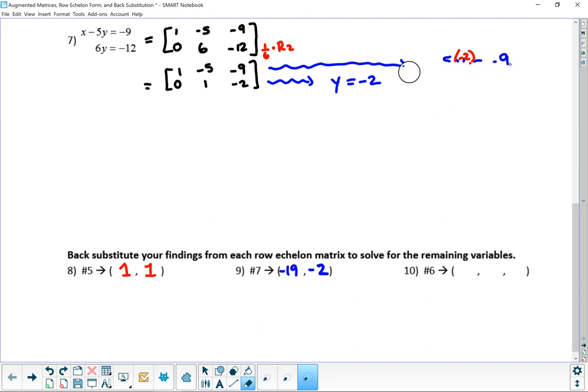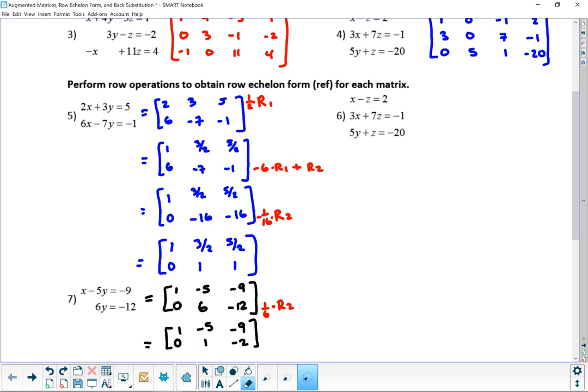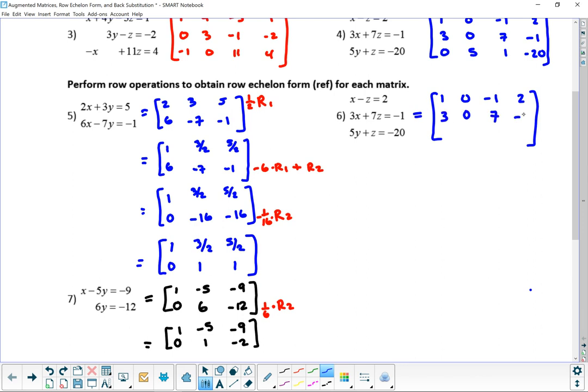Right. So now the big one. And we've had plenty of practice, so it's not like it's a big one. I mean, there's no problem with that. Okay, so let's go ahead and write an augmented matrix for this. So this is going to be 1, 0, negative 1, 2, 3, 0, 7, negative 1, 0, 5, 1, negative 20.